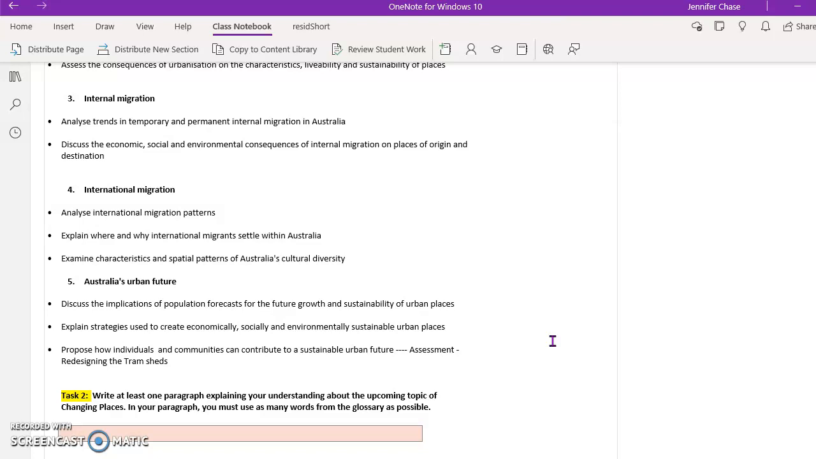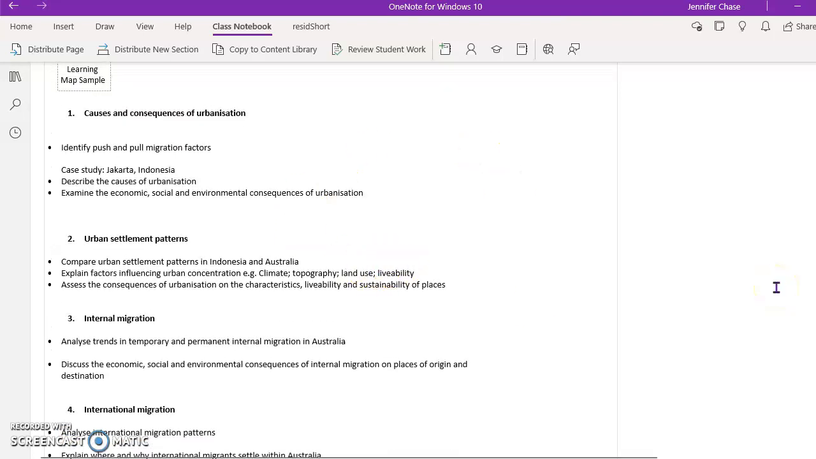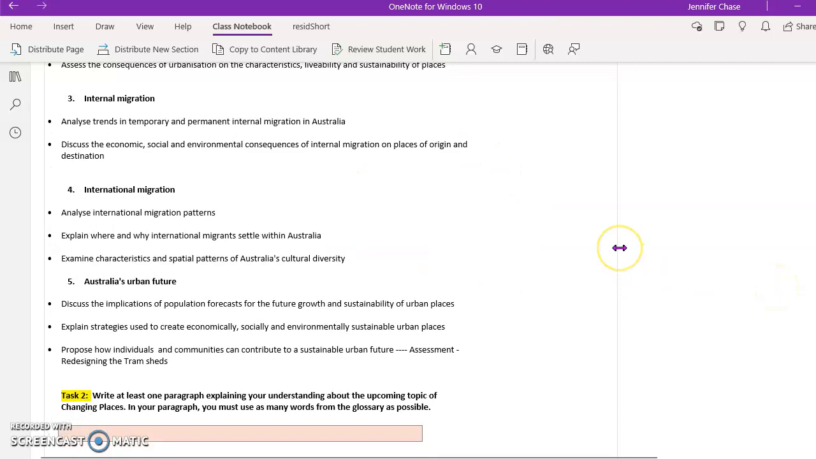At the moment, there are actually two assessment tasks this term. I've mentioned here the assessment is redesigning the tram sheds down in Glebe. And before that, the idea was that you would do a written report on some of the earlier things we do. We may change it. It depends how long online learning goes for. I'll give you an update when I know.